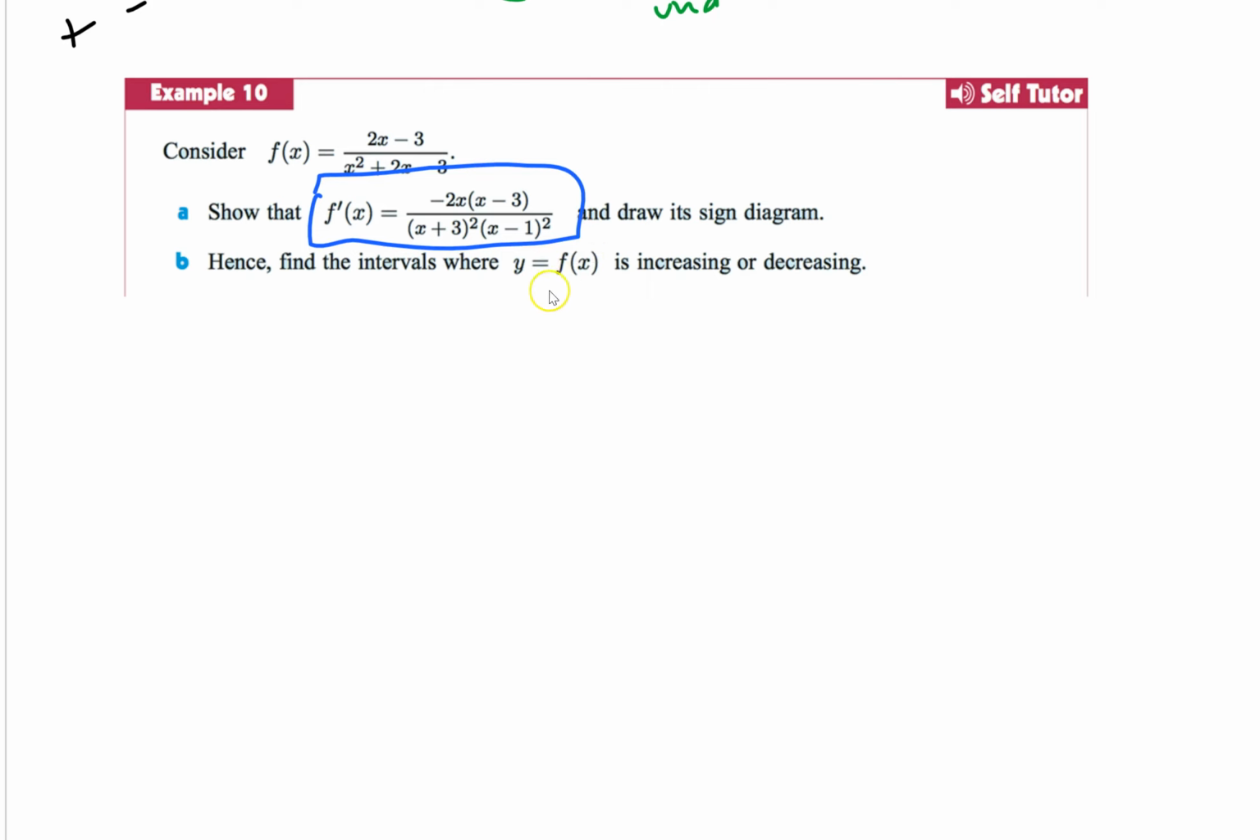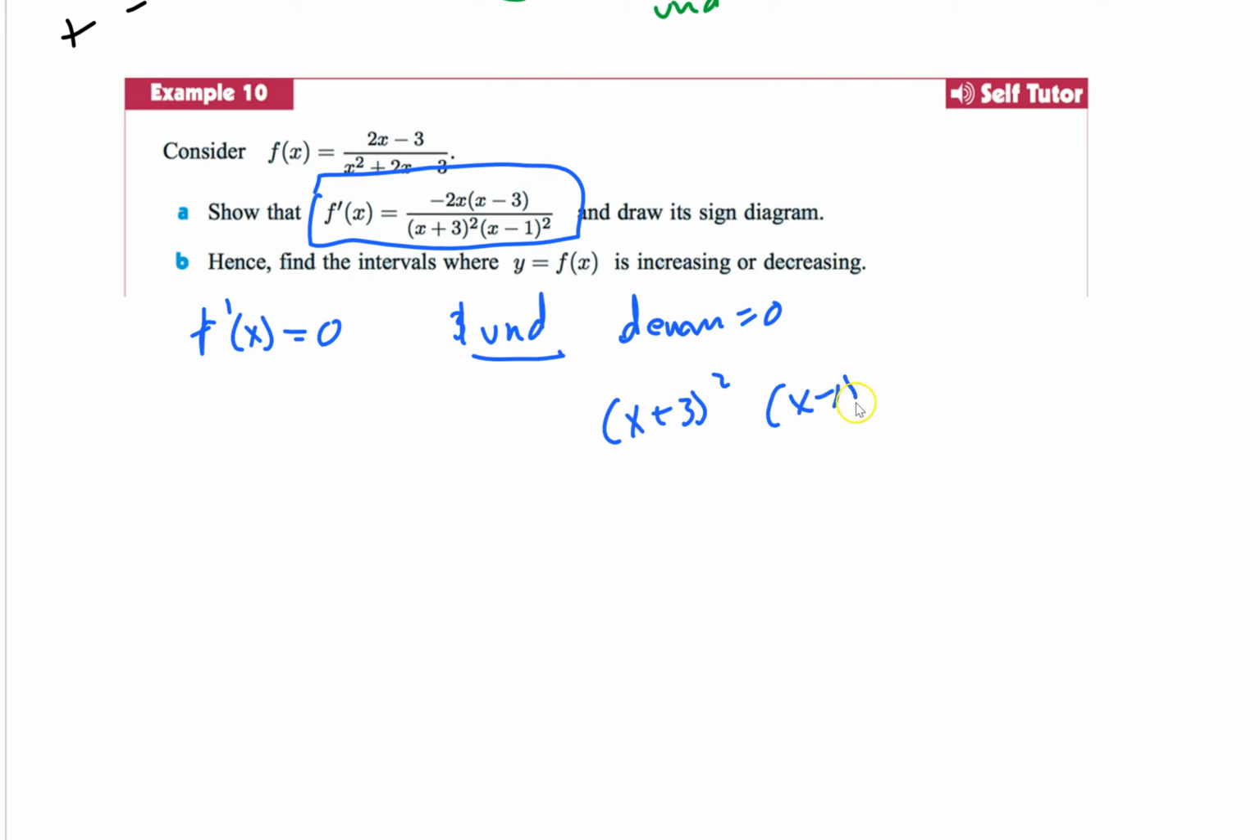Now, to do that, I need to find where the derivative equals 0 and where it's undefined. I'm going to do undefined first. We have a fraction here. Undefined is when the denominator equals 0. So (x plus 3) squared times (x minus 1) squared equals 0. You could split them, and you're going to get x equals negative 3 and 1. Set that equal to 0, you solve x equals negative 3. Set that equal to 0, you solve x equals 1. So those are like my vertical asymptotes. That's where it's undefined, so part of my critical points.